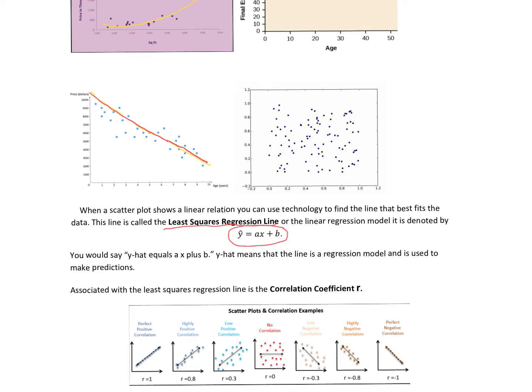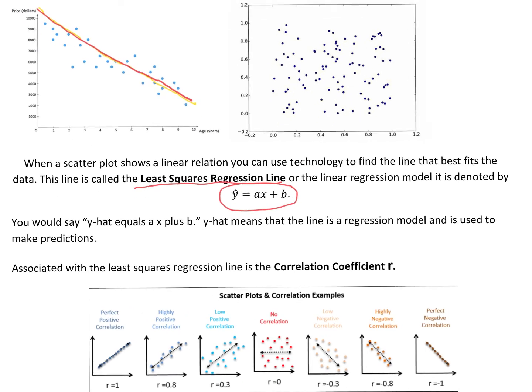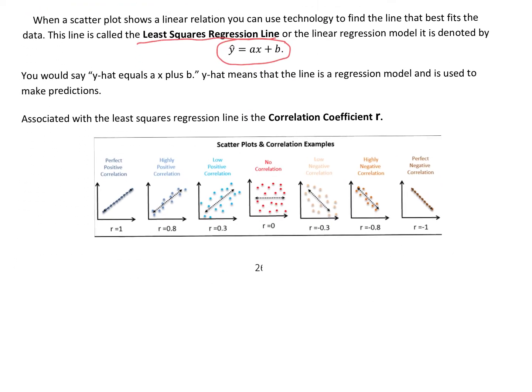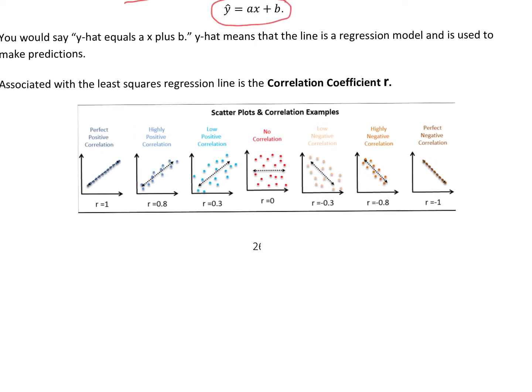Associated with each least squares regression line is a correlation coefficient. And the correlation coefficient tells us how strong our relationship is. So if we look at this chart down here, a perfect positive correlation where everything lines up in a line and has a positive slope, the R value is going to be 1. On the other end, if R equals -1, it's a perfect negative correlation.